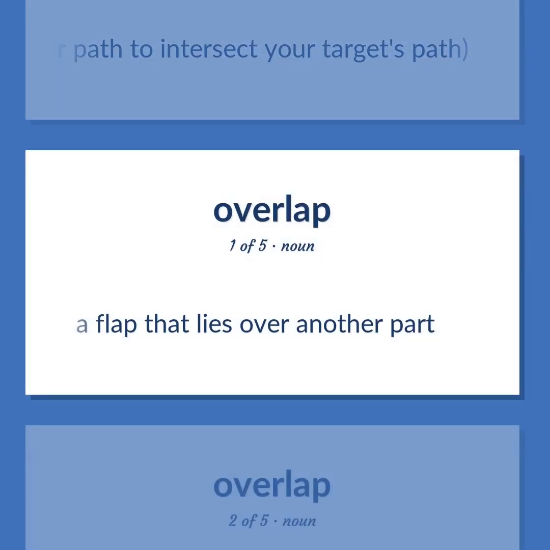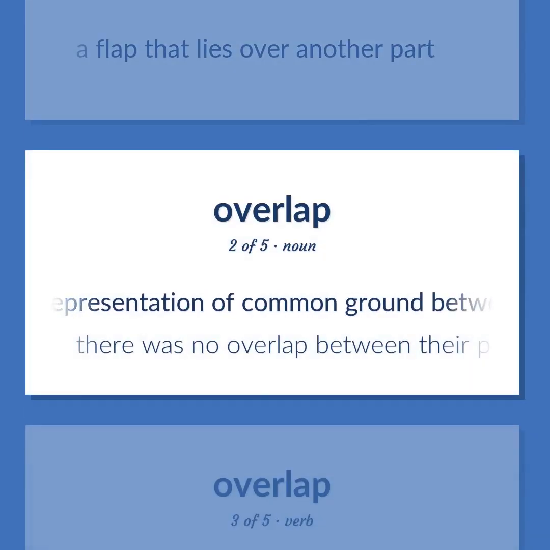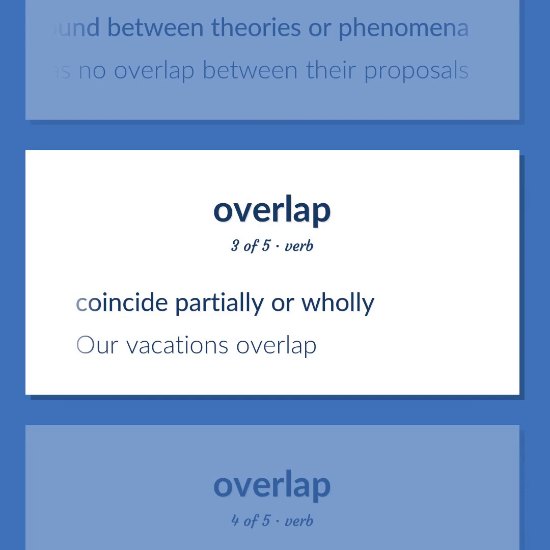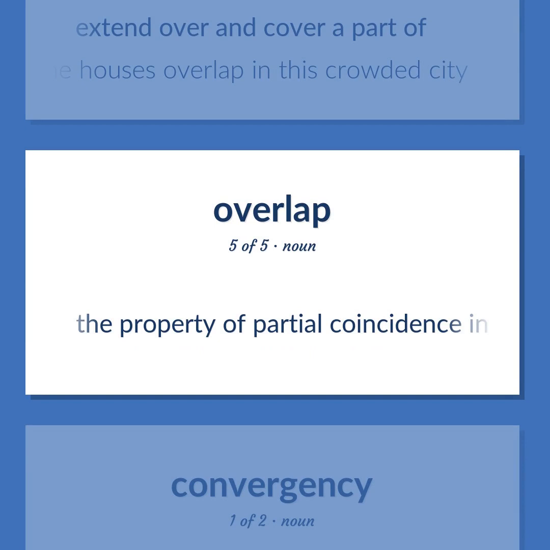A flap that lies over another part. A representation of common ground between theories or phenomena. There was no overlap between their proposals. Coincide partially or wholly. Our vacations overlap. Extend over and cover a part of. The roofs of the houses overlap in this crowded city. The property of partial coincidence in time.